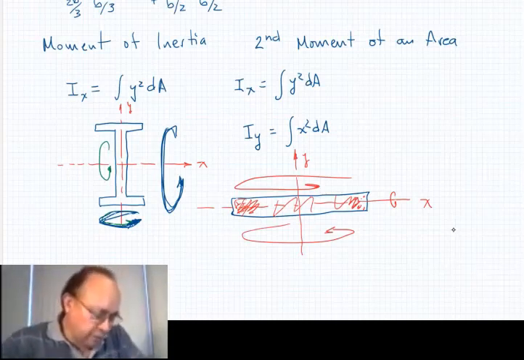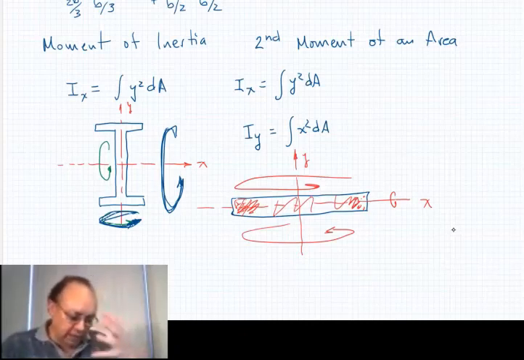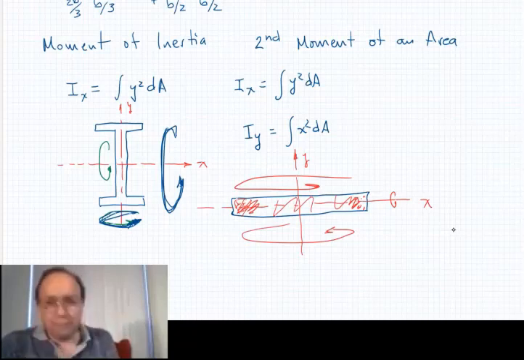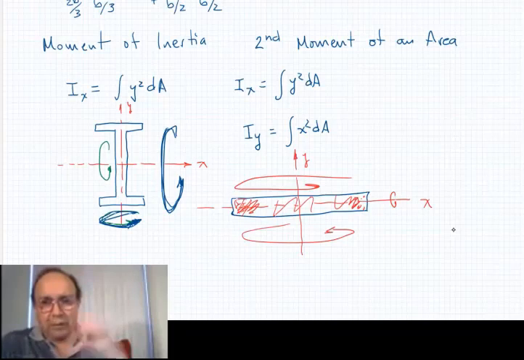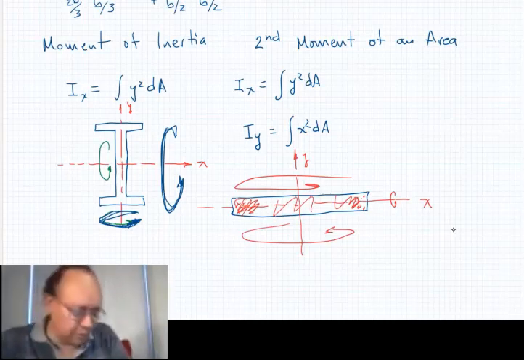Okay, so what we have to do in this class is to give you a little idea of the concept of moment of inertia and how to calculate it for simple figures. And it's kind of similar to the centroids. Once you have the moment of inertia of simple figures, you can calculate the moment of inertia of more complex figures by using the moment of inertia of the basic figures that make up the more complex figure.